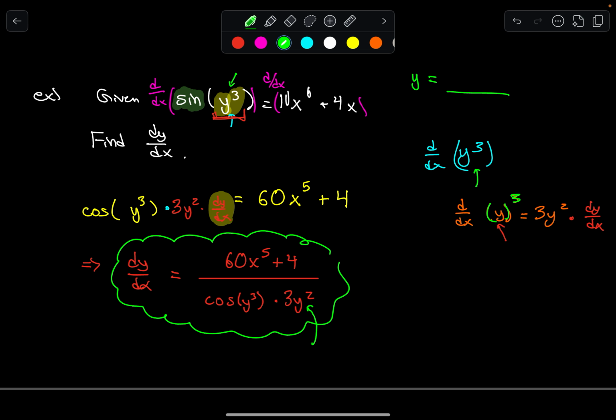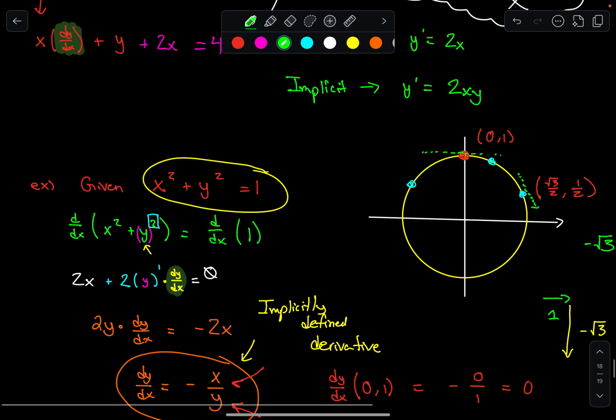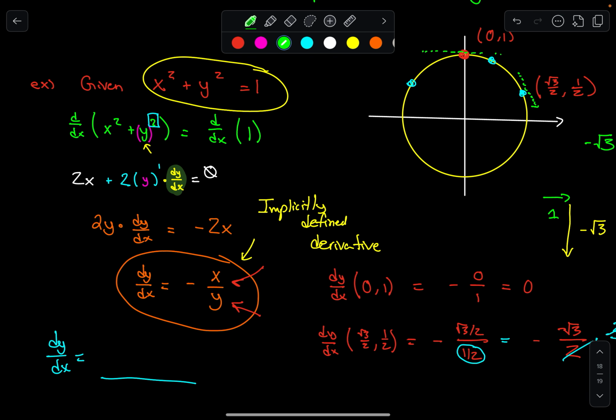So I think that's going to do it. I did a few examples and covered the idea of why this might show up and when it might be easier, because not every function is just y equals something. We have functions like the unit circle, x squared plus y squared equals 1. We don't just have y is equal to stuff.